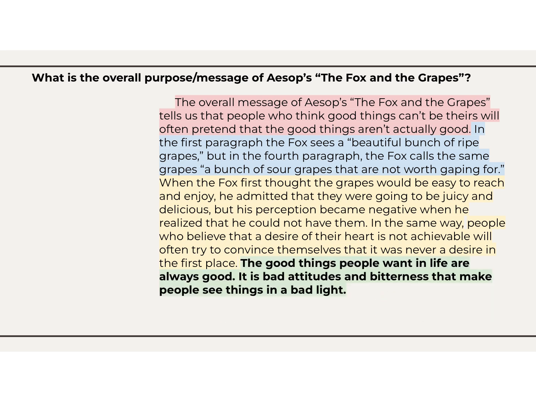Here's a summary statement. The good things people want in life are always good. It is bad attitudes and bitterness that make people see things in a bad light. Now, I hope you can see here how we've taken this summary statement and we've wrapped it back around to the fact that people who think good things can't be theirs pretend that good things aren't actually good. And we've summarized it saying that it's bad attitudes that make that happen.